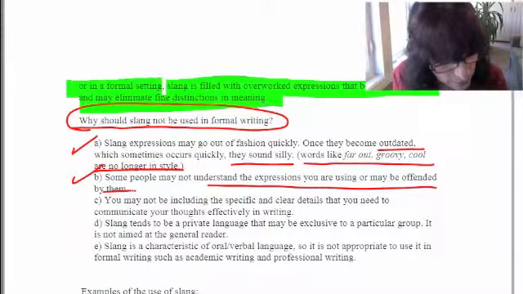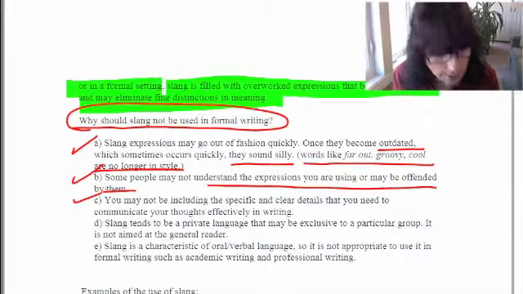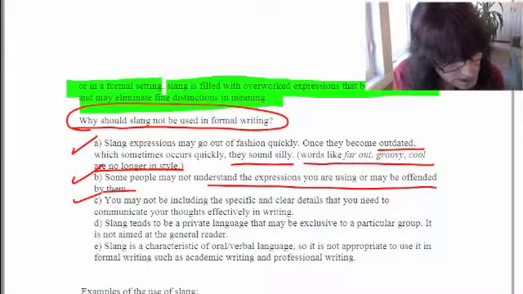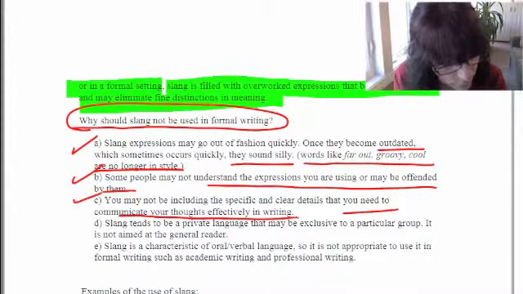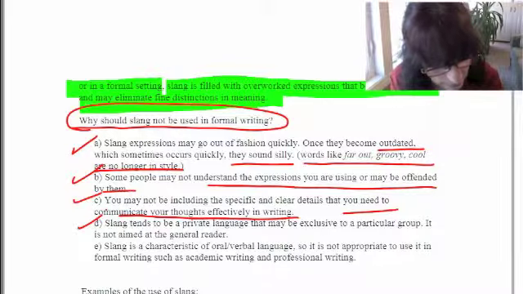Some people may not understand the expressions you're using, or they might be offended because they don't understand the slang words. Also, you may not be including specific and clear details that you might need to communicate your thoughts more effectively in writing, and slang won't allow for that.